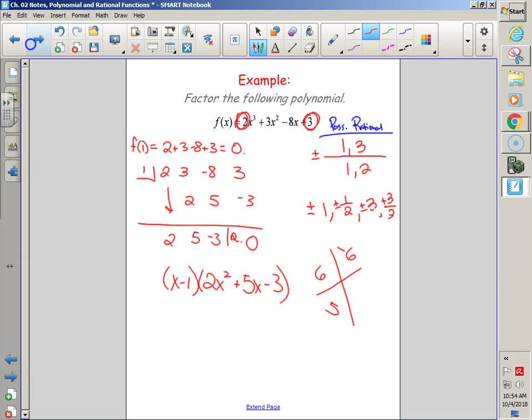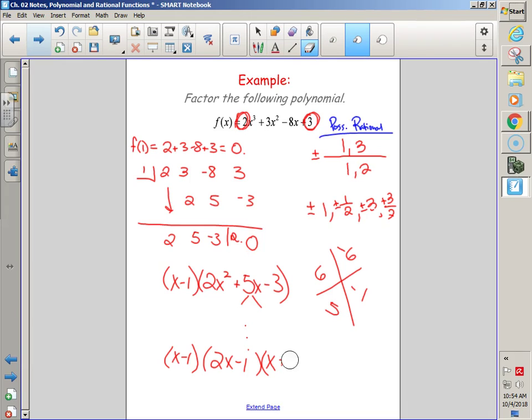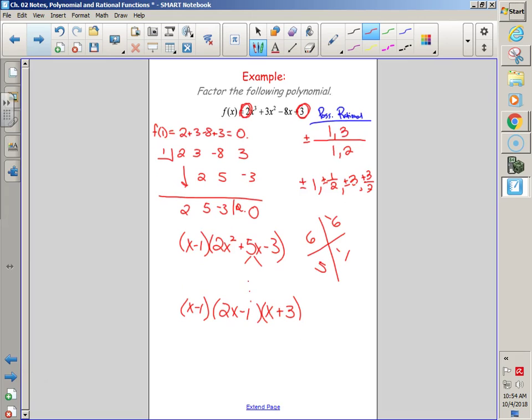6 and -1. You could go ahead and do your grouping. I'm going to do my guess and check, since we're trying to save on time a little bit. We're going to get 2x minus 1 and x plus no. Yeah. 3, not 6. 6x minus 1 is 5x. Good. And that's our full factorization.